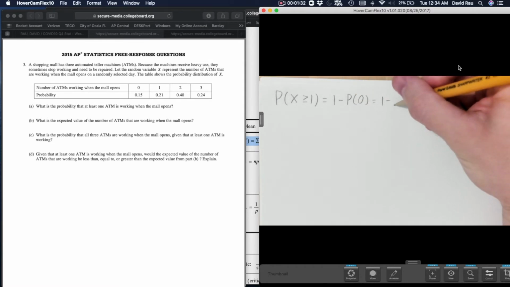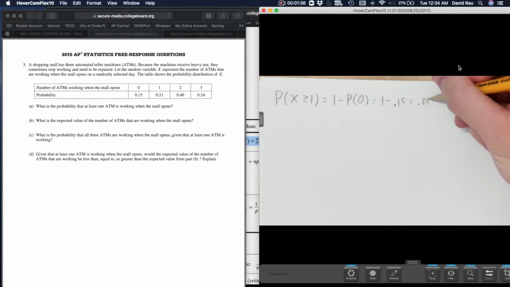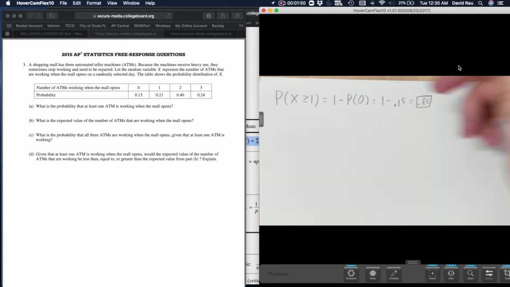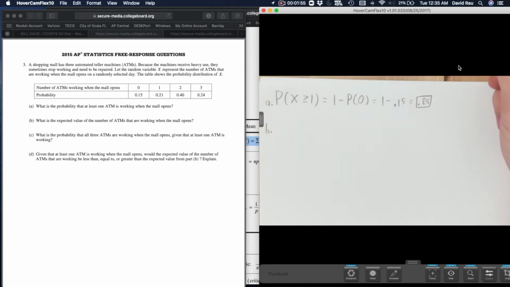And this is 1 minus 0.15, and that just equals 0.85. Could you also simply add the 0.21, the 0.4, and the 0.24 and get the same answer? Yes, but you'll probably see it like this. Plus, this is just one subtraction rather than 3 additions, so use whatever way you see fastest, but to me this is the fastest.